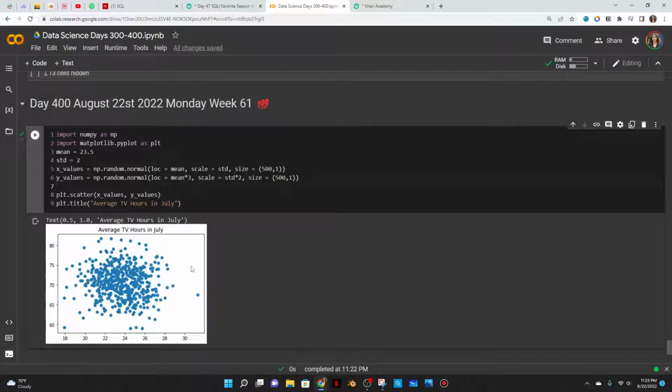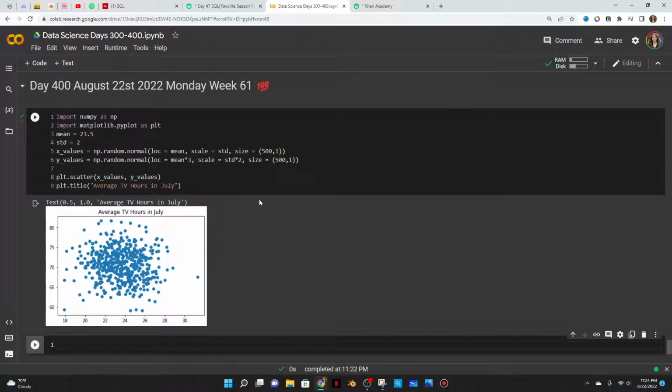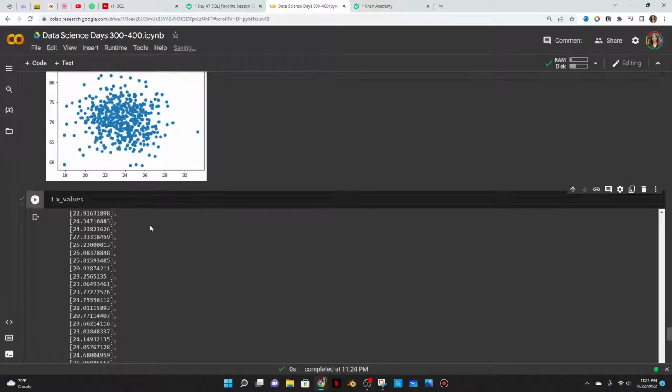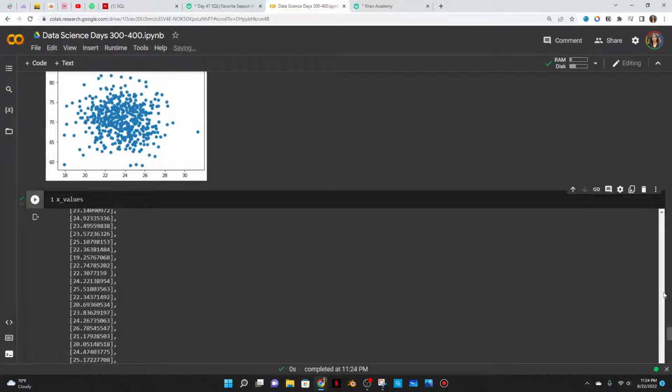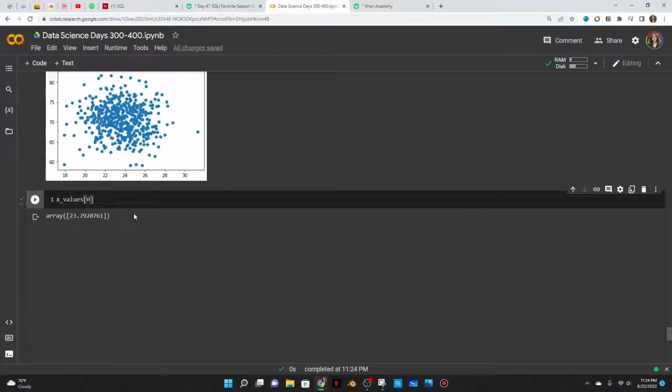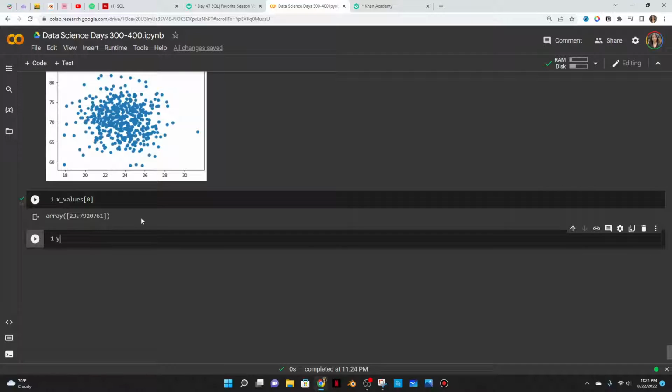So my x values would be what? I wonder. Let me just look at x values and then let me look at y values. If I go all the way to the top, my x values... wait, hold on, can I do like 0? There we go. Okay, so I'll do x value 0 and then y values 0. And so these are the basic points that are plotting.